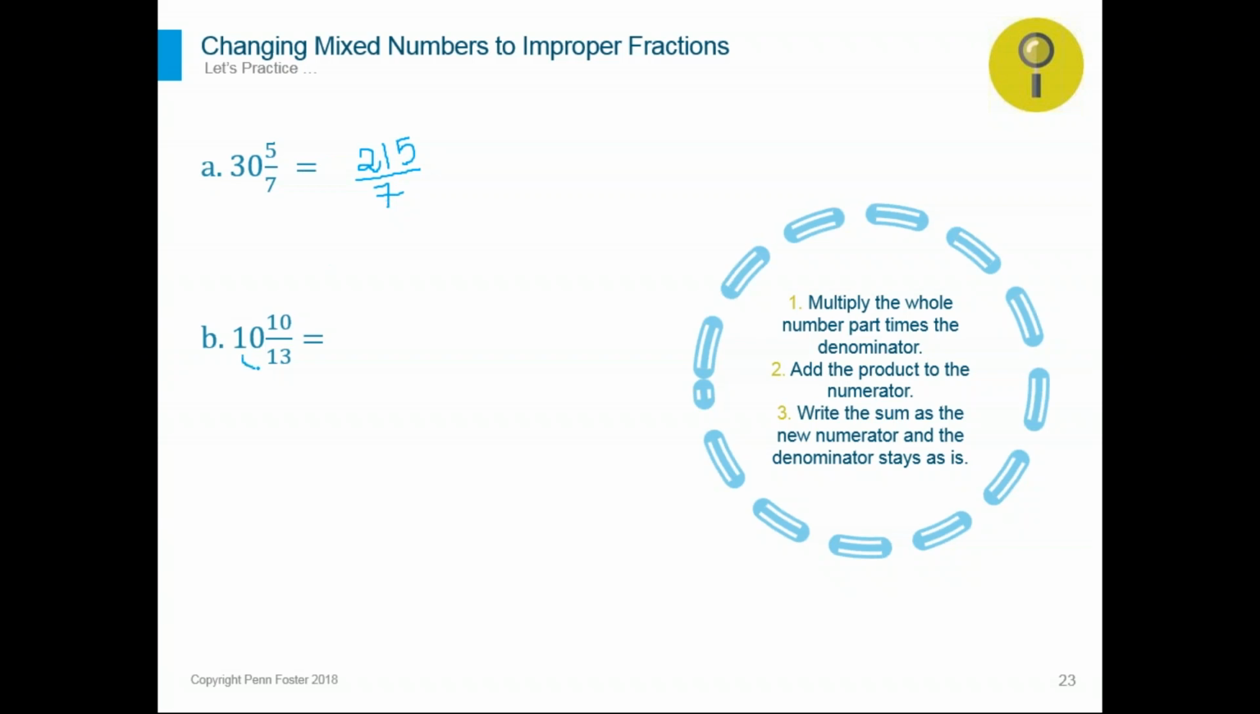Again, multiply. 10 times 13 is 130 plus 10 is 140. That is only the numerator. The denominator stays the same. 140 over 13 is the same as saying 10 and 10 over 13. That's it. Questions?